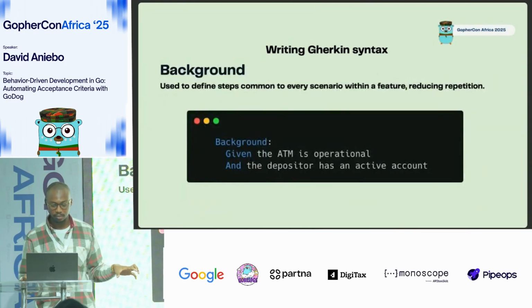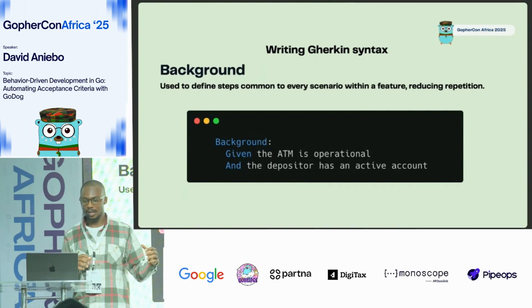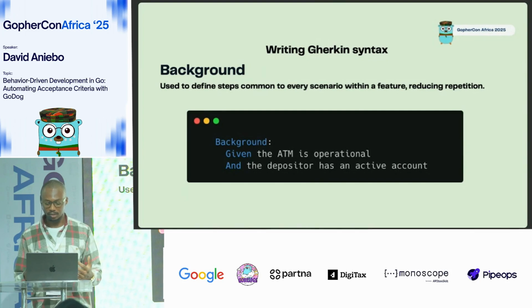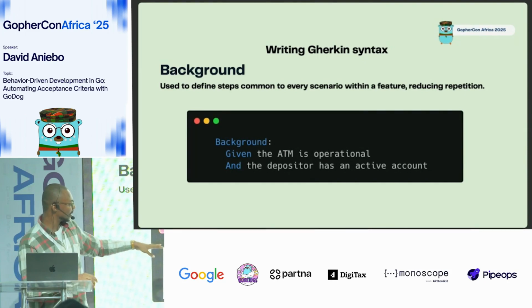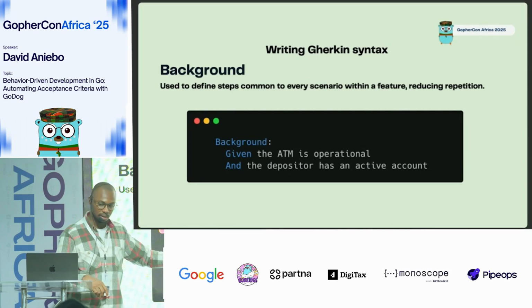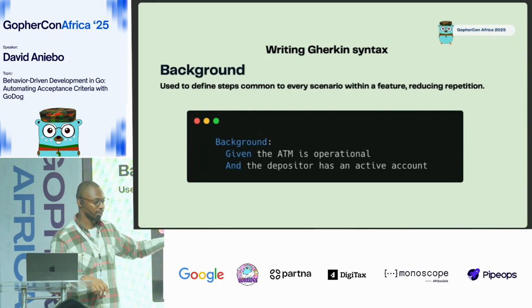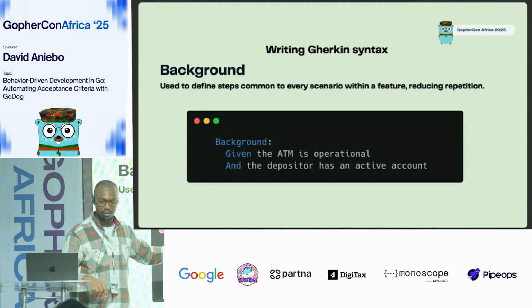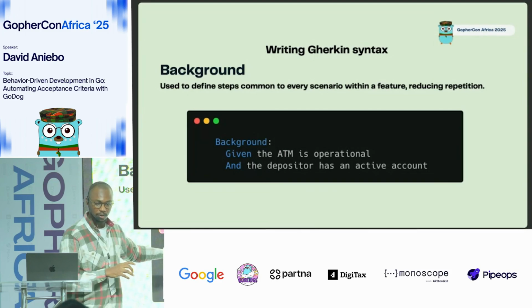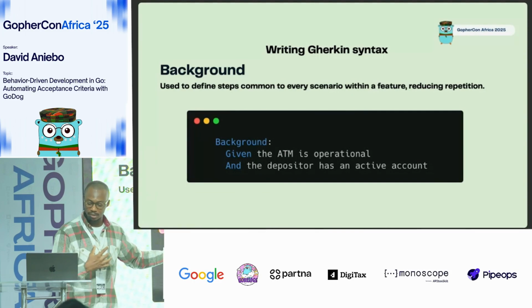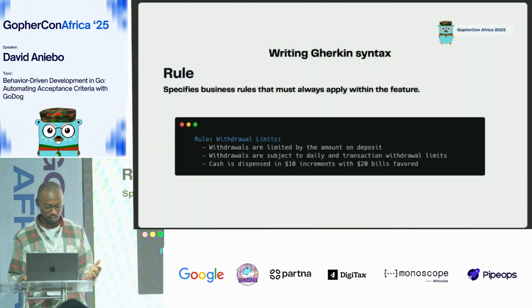So the next one is the background. Background is like the preconditions, steps that every scenario in a feature uses, and it reduces repetition. So for example, given the ATM is operational and the depositor has an active account. When we are testing other scenarios, we don't have to keep repeating these and creating redundant states or scenarios. So we just have a background in the feature that helps us keep the preconditions, things that must happen before we can get started with the flow.